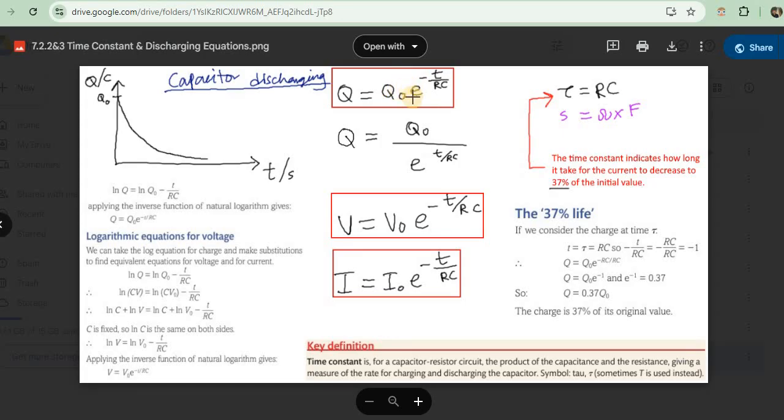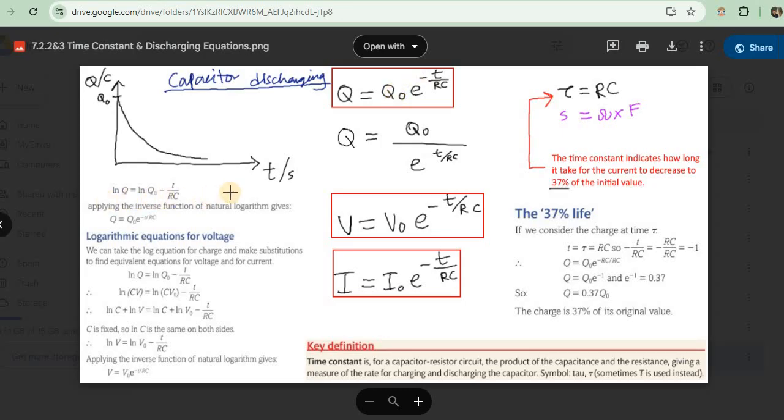But since there is a multiplication sign here, we can separate it like this. Natural logarithm of q naught plus e to the power minus t over rc. Now natural logarithm of e is 1, so then that power also can come down. So that's how we get this.